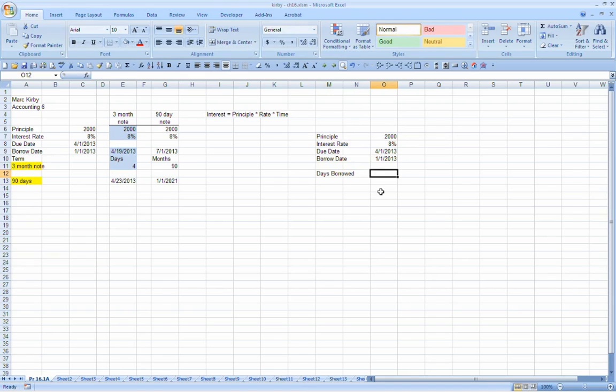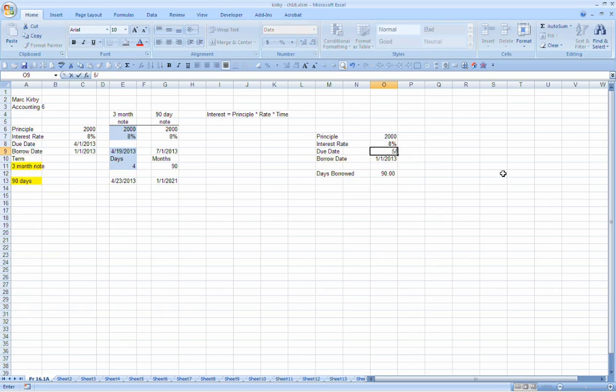Well, this is simple stuff, right? I have a loan for $2,000, 8% interest. I borrowed it on 1/1/2013. It's due 4/1/2013. Remember, I can add and subtract dates. I can take 4/1 and subtract 1/1, and it gives me 3/30/1990. All right, fine. It's in date format. I need to change it to days format, or to just numbers, and that's the number of days. We borrowed the money for 90 days.